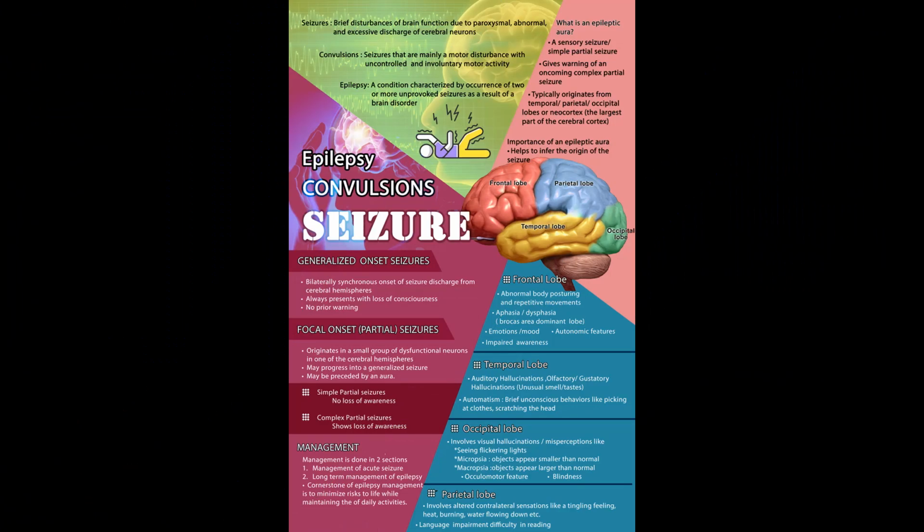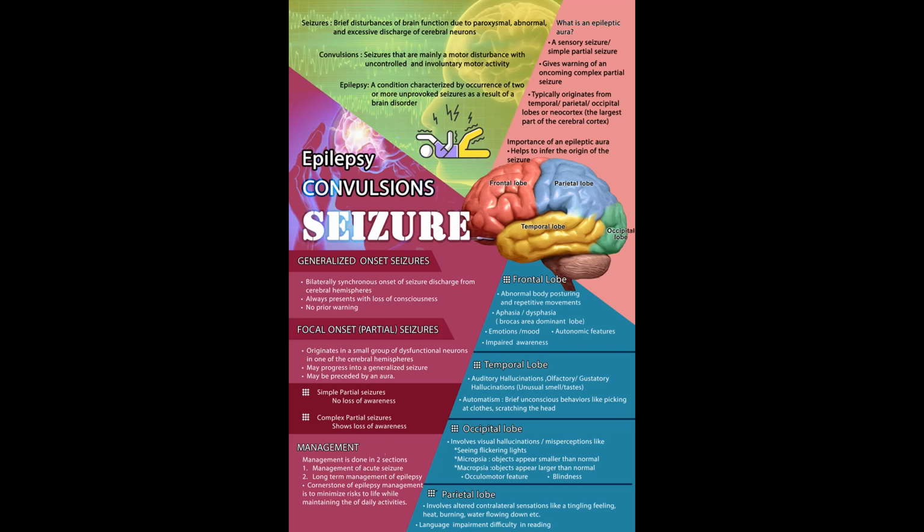In this poster, we talk about seizures, convulsions, and epilepsy. Seizures are brief disturbances of brain function due to abnormal and excessive discharge of cerebral neurons. The reason for the uncontrolled action potential generation may be anything that interferes with the normal physiology of the brain, for example, cerebral trauma or changes in the extracellular fluid composition.